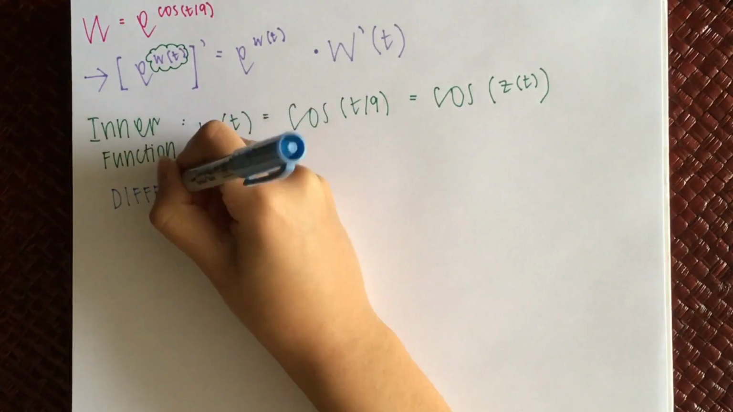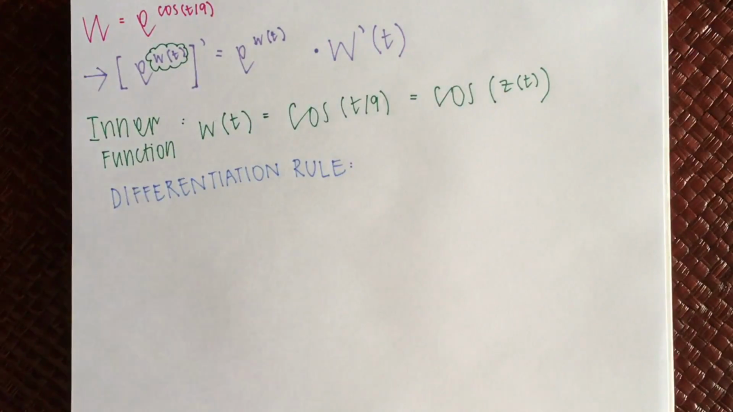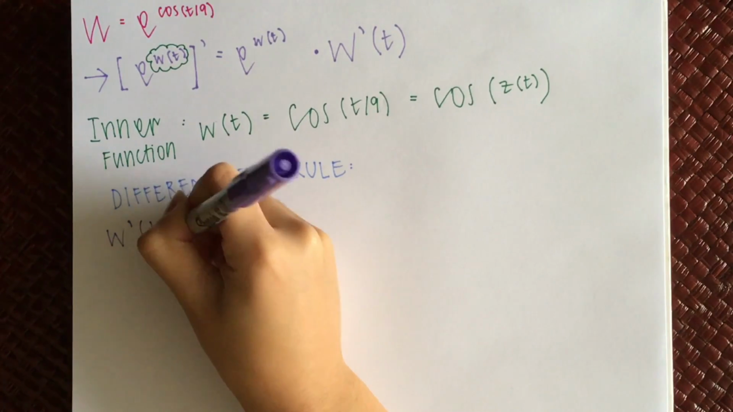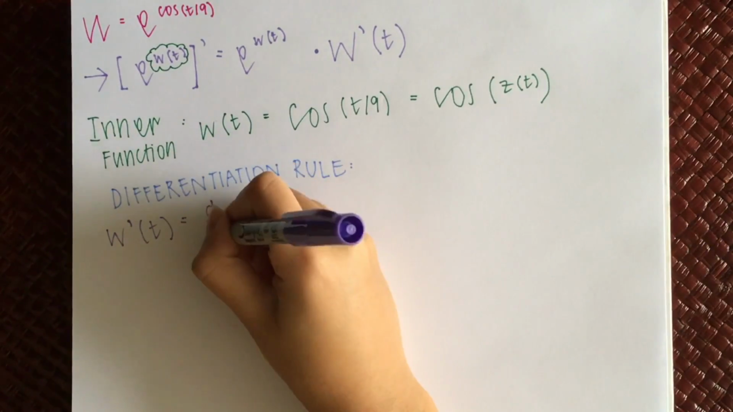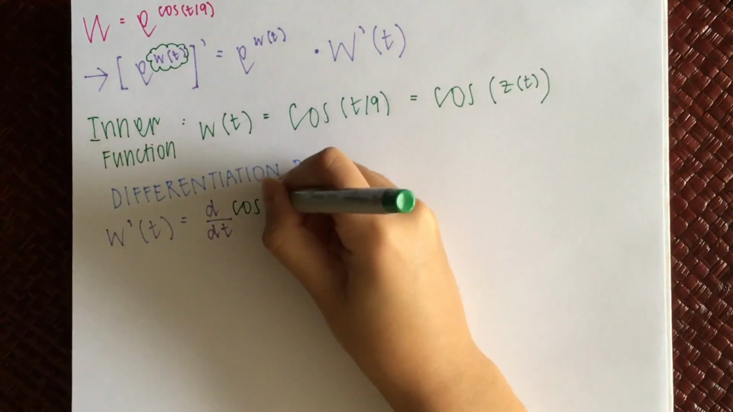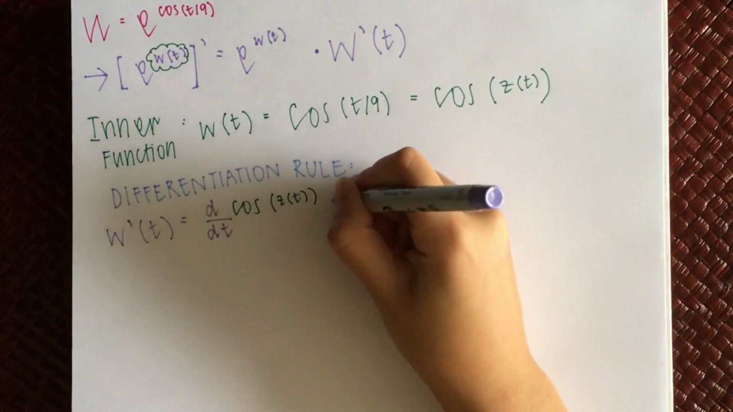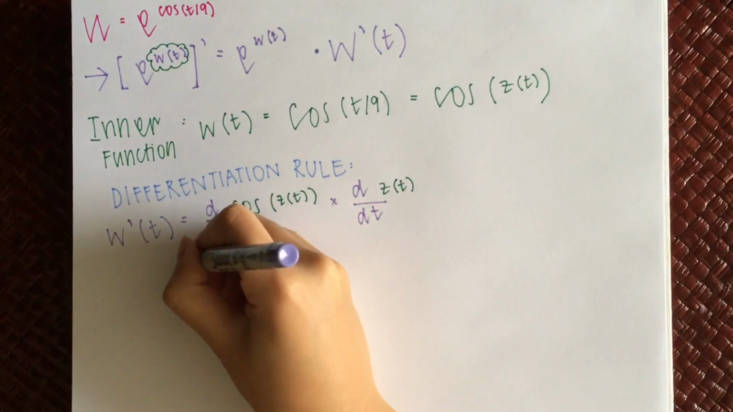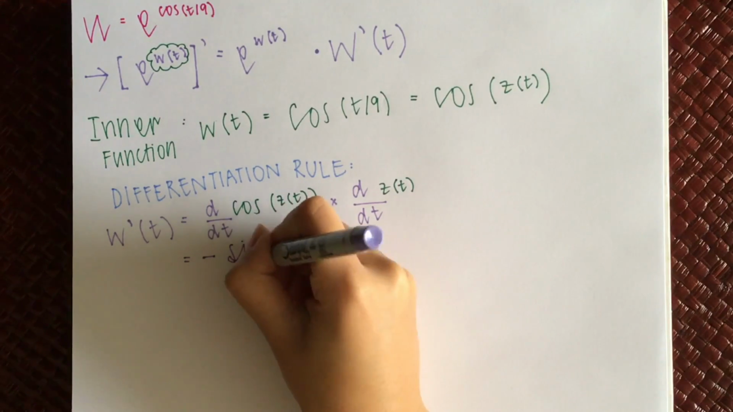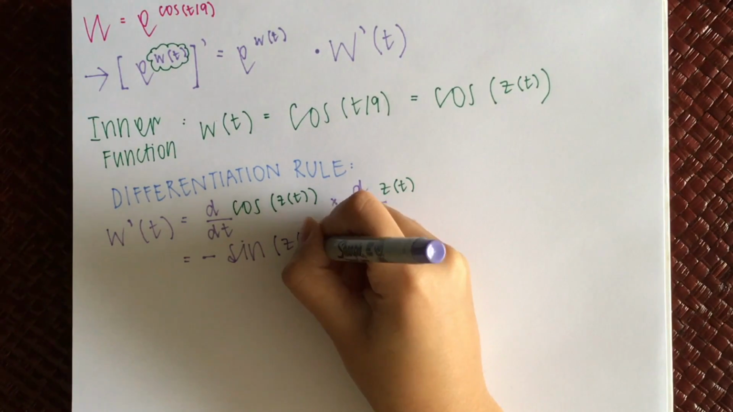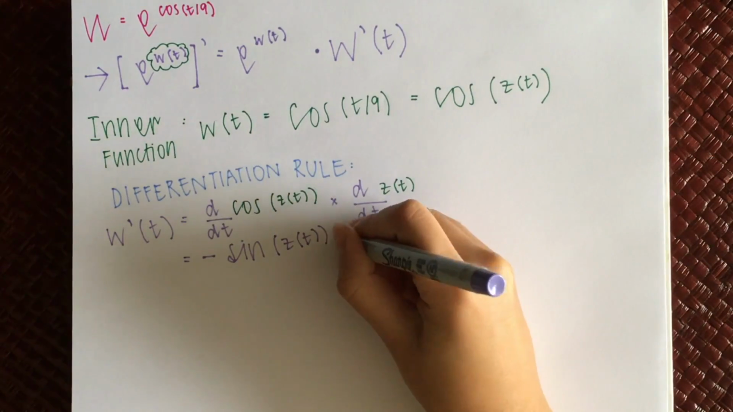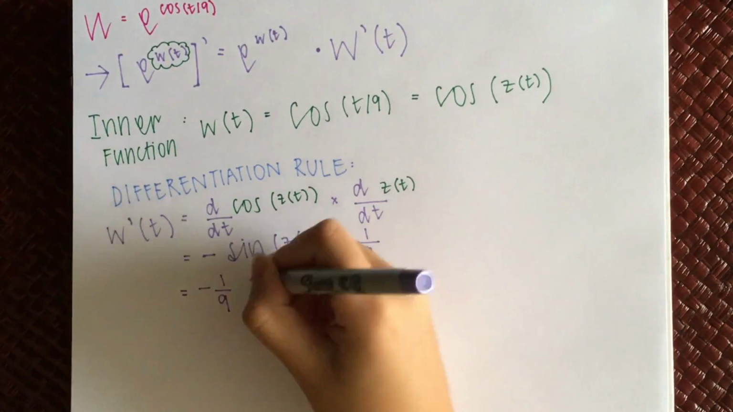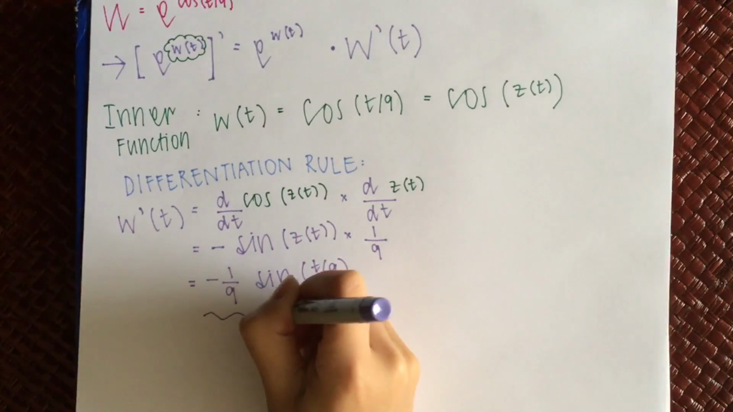Now, using the chain rule, which is one of the differentiation rules we have used previously, we can find the derivative of w of t, which equals the derivative of the function cosine z of t with respect to t times the derivative of the function z of t with respect to t. So the derivative of cosine z of t with respect to t equals negative sine of z of t times the derivative of z of t with respect to t, which equals 1/9, as z of t equaled t over 9. Therefore, the final answer is negative 1/9 sine of t over 9.